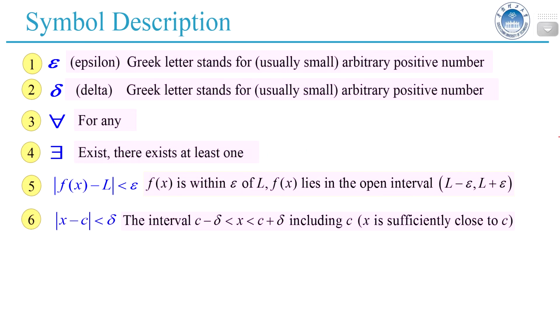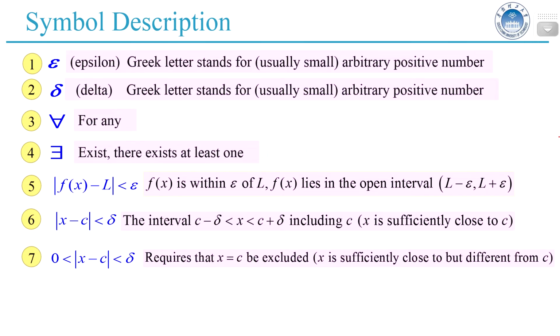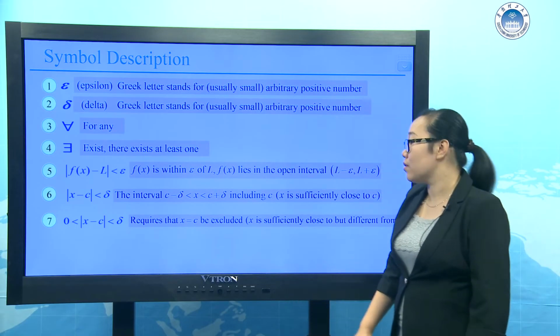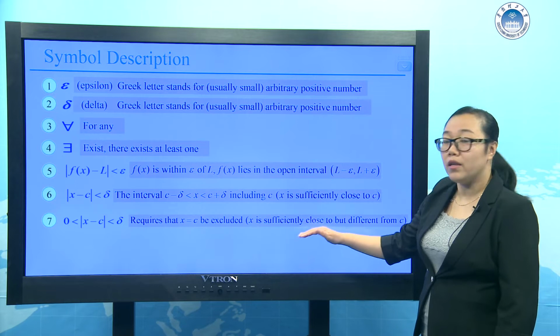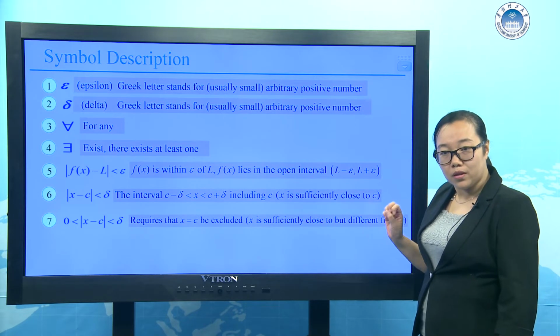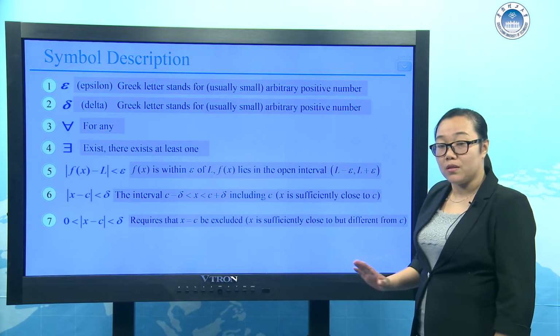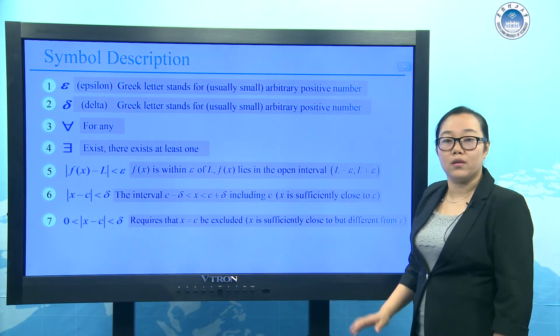This means the interval x larger than c minus delta and less than c plus delta, including c. x is sufficiently close to c. This means the absolute difference is less than delta. This means it requires that x equals c be excluded. This means x is sufficiently close to c but different from c. This means it doesn't include the point c.